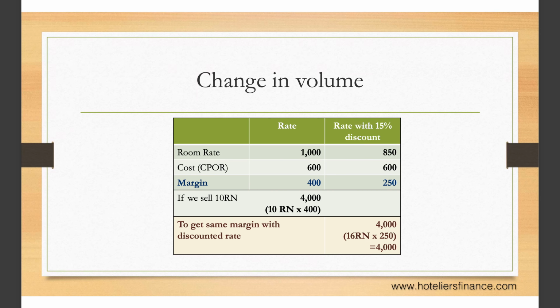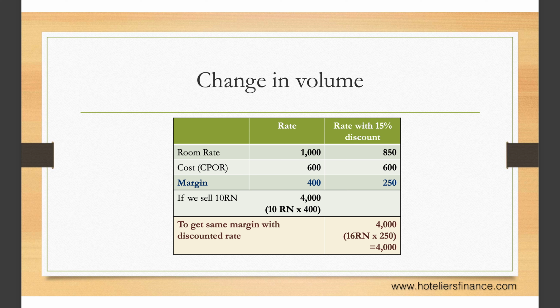I'll give an example of how I change my volume. I have to go for a discount, I have to reduce my rate. Suppose I sell my room for 1,000 and my cost, which I call CPOR, is 600. So I make a margin of 400 by selling one room. I decide to go for a volume strategy and discount the rate by 15%. So the room rate becomes 850 from 1,000. My cost remains the same, 600. So my margin is now 250. From 400 it becomes 250.